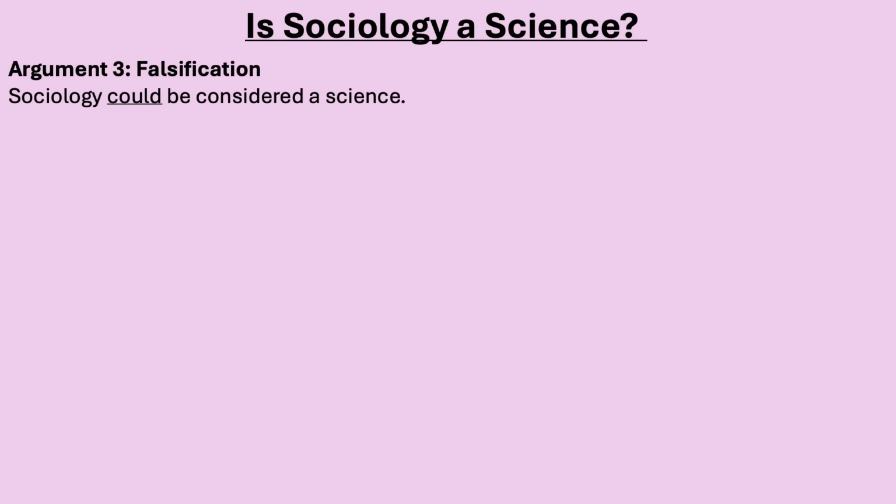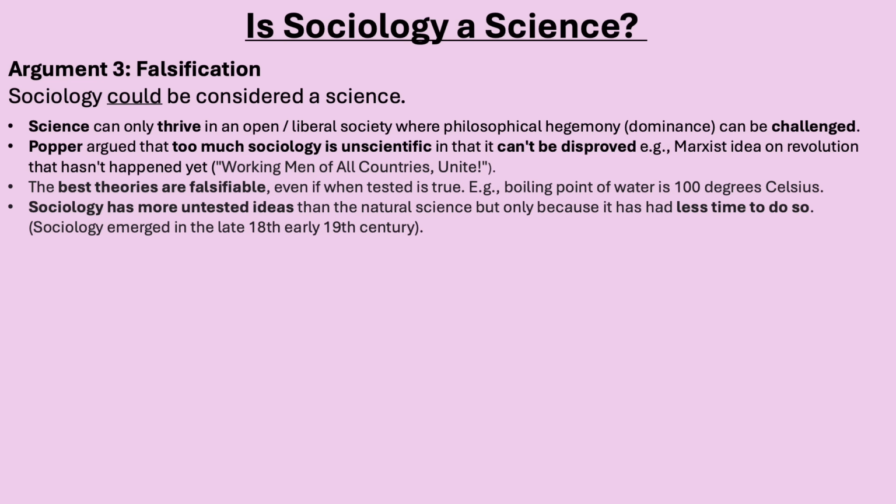So our next argument is falsification. Sociology could be considered a science, arguing that science can only thrive in an open, liberal society where philosophical hegemony, which means dominance, can be challenged. Popper argued that too much sociology is unscientific in that it can't be disproved, such as a Marxist idea of revolution, simply because it hasn't happened yet. The best theories are falsifiable, even when tested, is true.